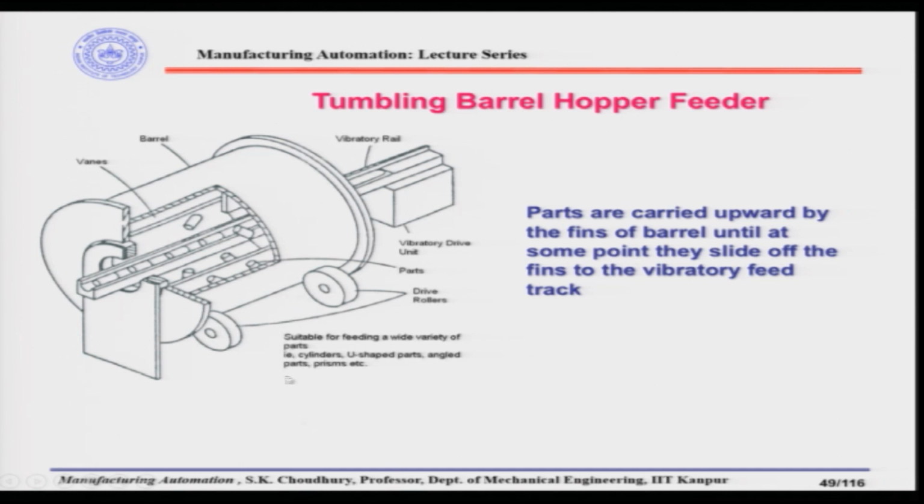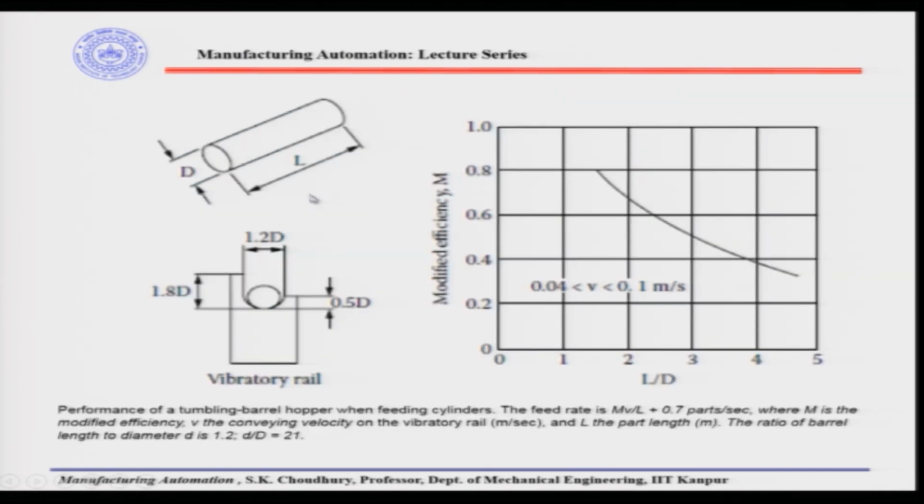Okay. So, this is a very simple design, again suitable for feeding a wide variety of parts, for example cylinders, U-shaped parts, angled parts, prisms, etc. And depending on the type of the part, you can design the vibratory rail, that is the silhouette, the shape of the vibratory rail, so that also the rightly oriented parts can be actually nested. That is also possible.